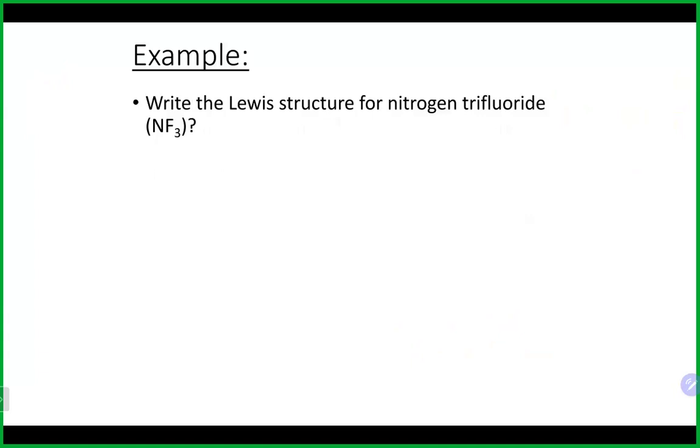All right, so let's do a real one together and see how that all comes together. If we wanted to draw the Lewis structure for nitrogen trifluoride, the first thing we're going to do is count up the total number of valence electrons. So 5 for the nitrogen, as that is group 5 on the periodic table. There are 3 fluorines, and each fluorine is group 7. So that's a grand total of 26 valence electrons for this Lewis structure that I need to draw. Once again, that number is important because we have to hit 26 right on the nose.